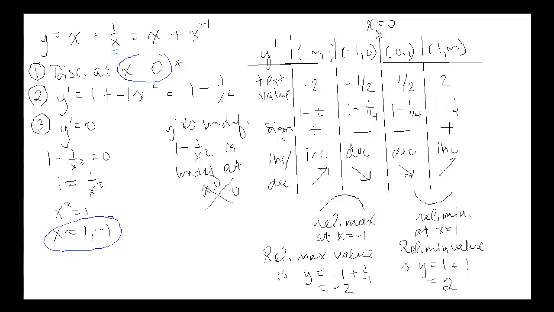So if we were to graph this, this has a high point at x equals negative 1, and that high point value is negative 2. And a relative minimum at x equals 1, and that value is 2. You might say, well, wait a minute, how can a relative minimum be higher than a relative maximum? Well, if you think about what the graph might look like, this in fact, we're going to discover looks something like this.